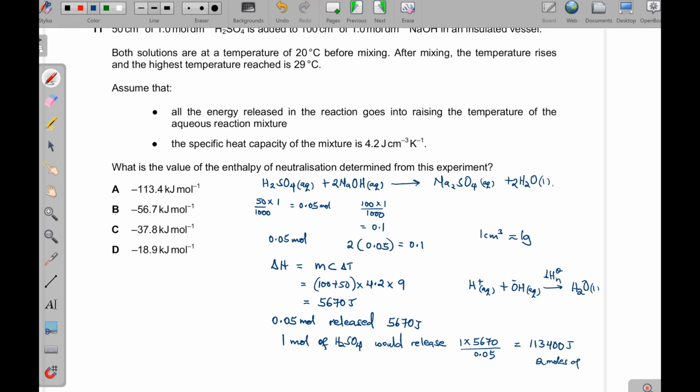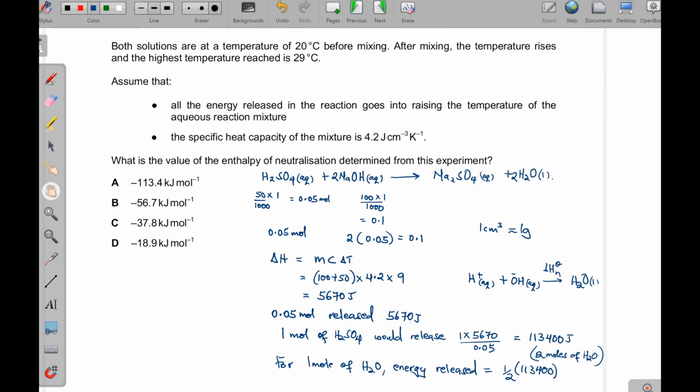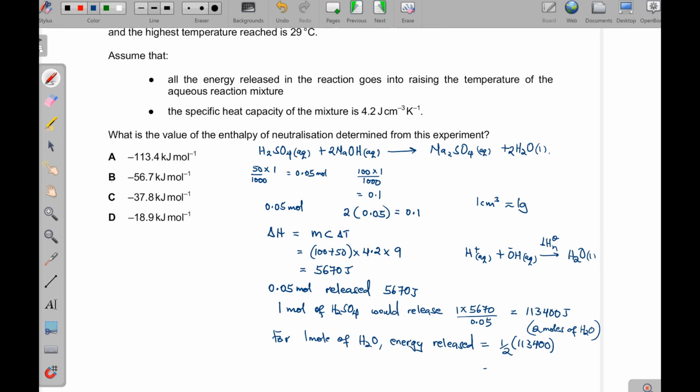2 moles of what? Water, but we need for 1 mole of water. So for 1 mole of water, the energy released will be equal to a half of what we are having here. Now when we get a half of this, what does it give us?